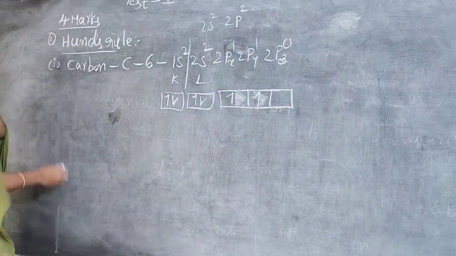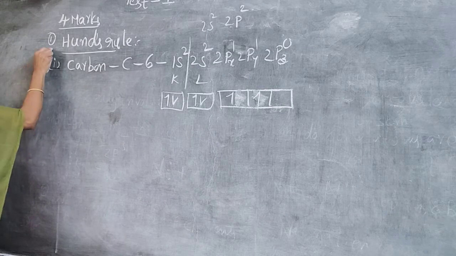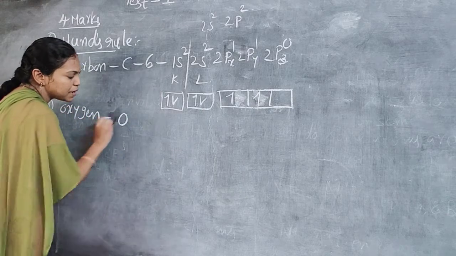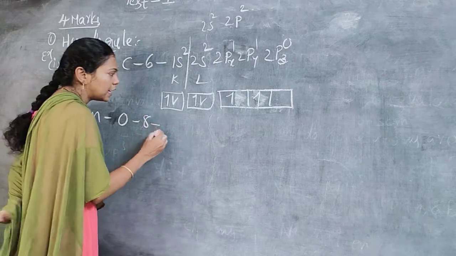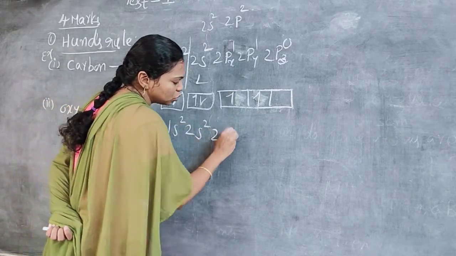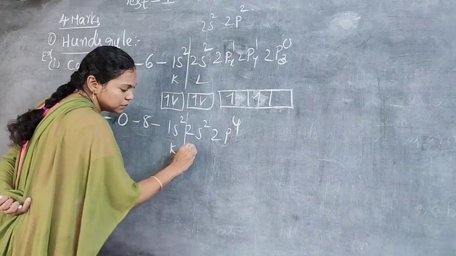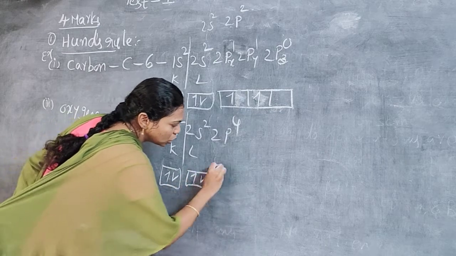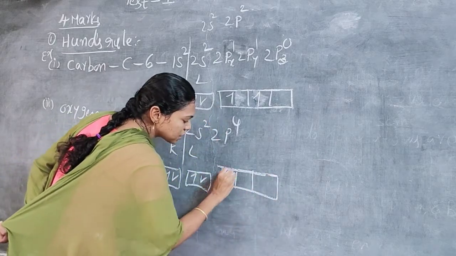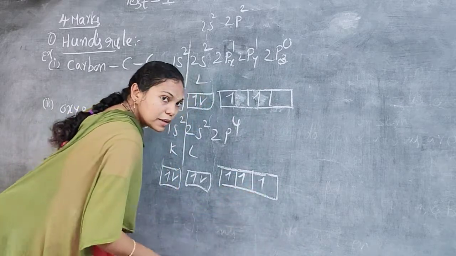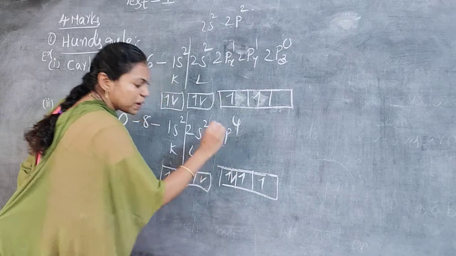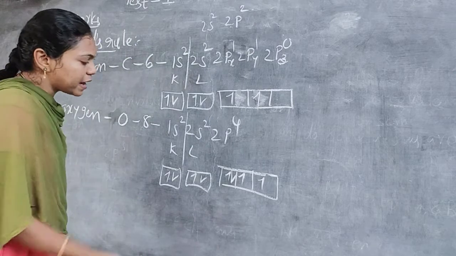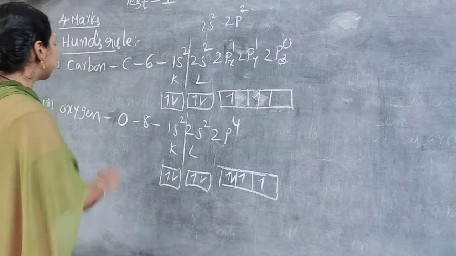For example, we have to see one more example. Example 2: I am taking oxygen, symbol O, atomic number 8, electronic configuration 1s2, 2s2, 2p4. 2px1, 2py1, 2pz1, then 3 are completed, and the 4th electron pairs after the orbitals are singly occupied with one electron each. This is the statement of Hund's rule.